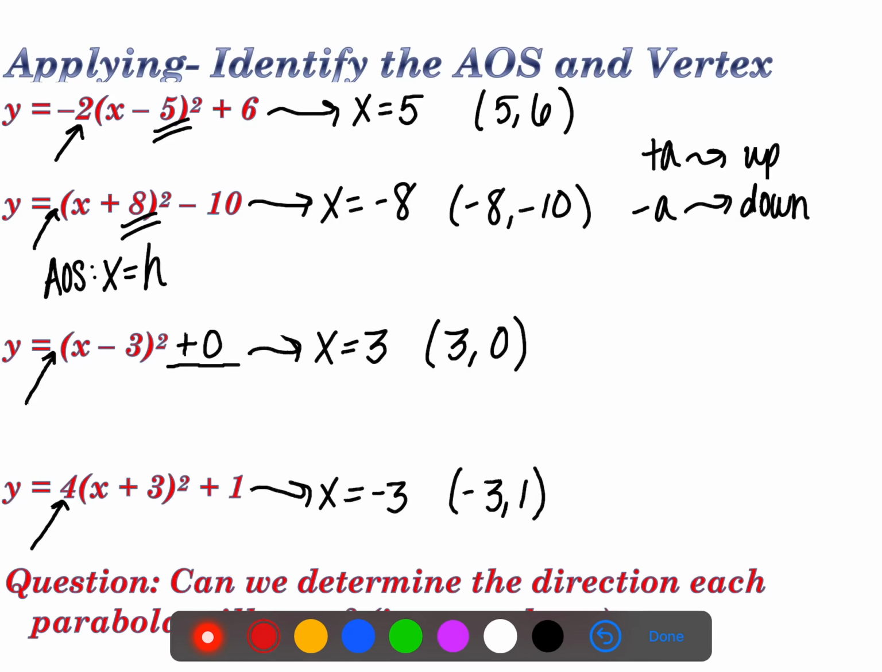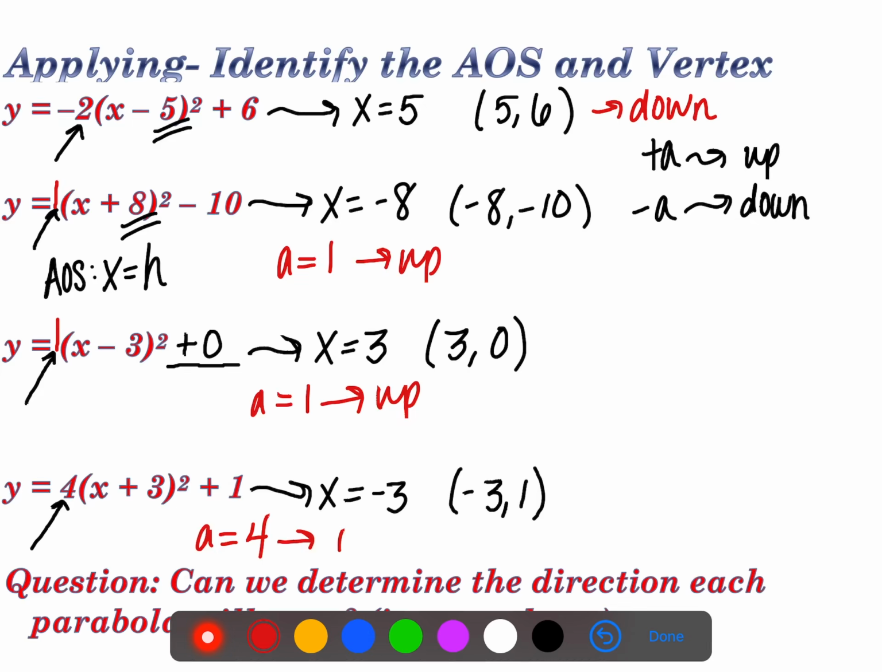So that first parabola, a equals -2, so this one is going to open down. Example 2 and example 3, a equals +1, because there is not actually a coefficient written, which implies that it's 1. So both of these parabolas open up because a is +1. And then the last example, a equals 4. This also opens up. It is a positive number.